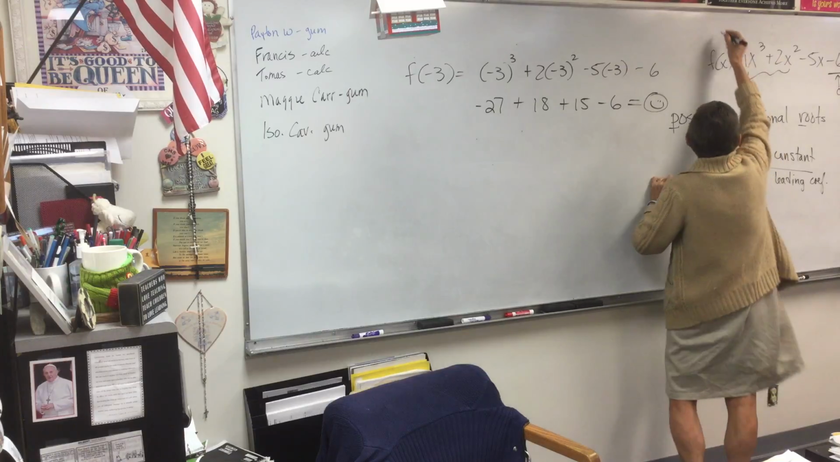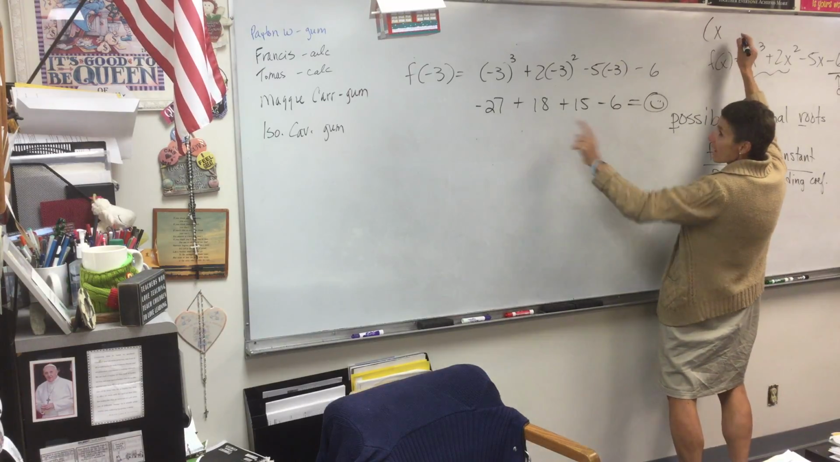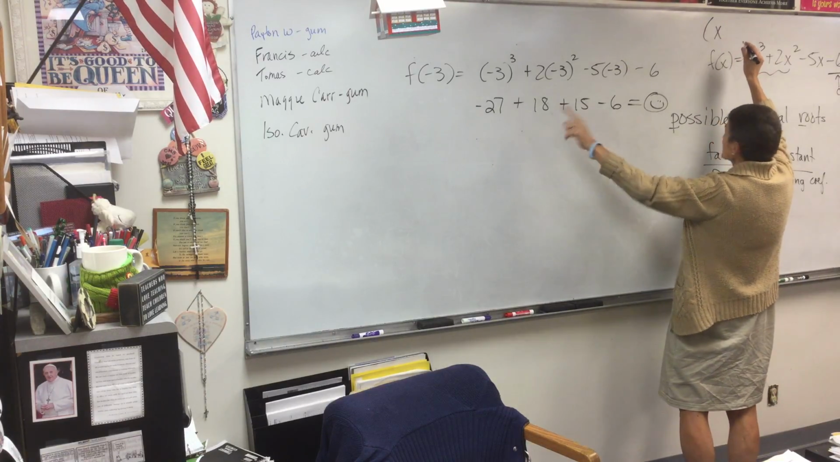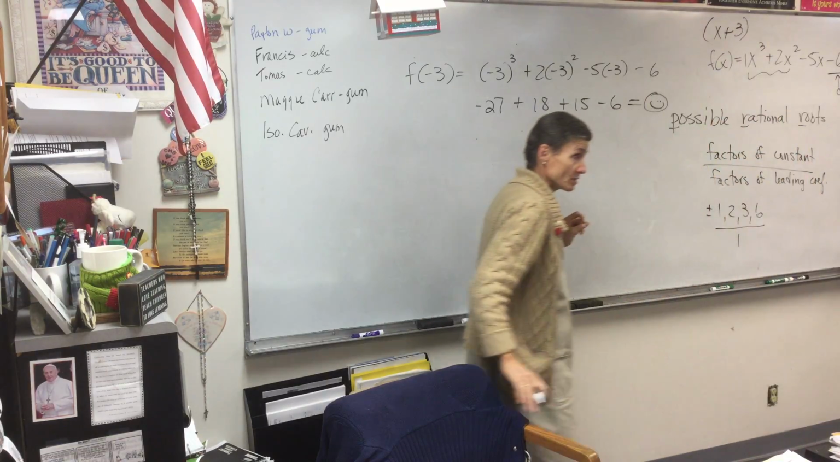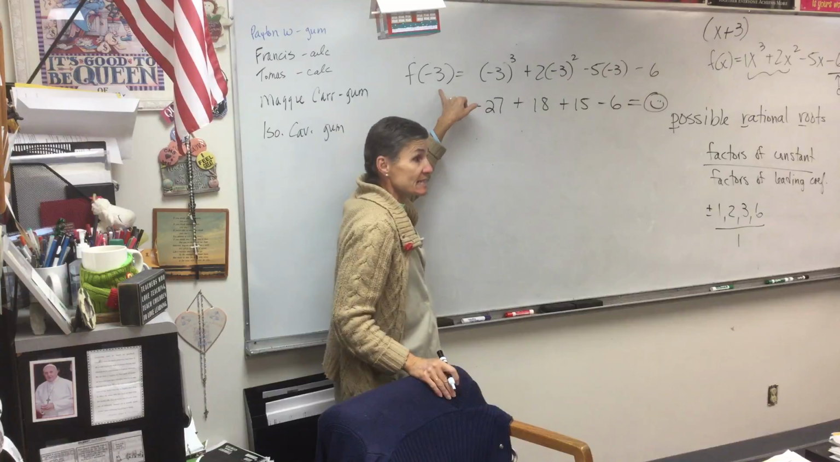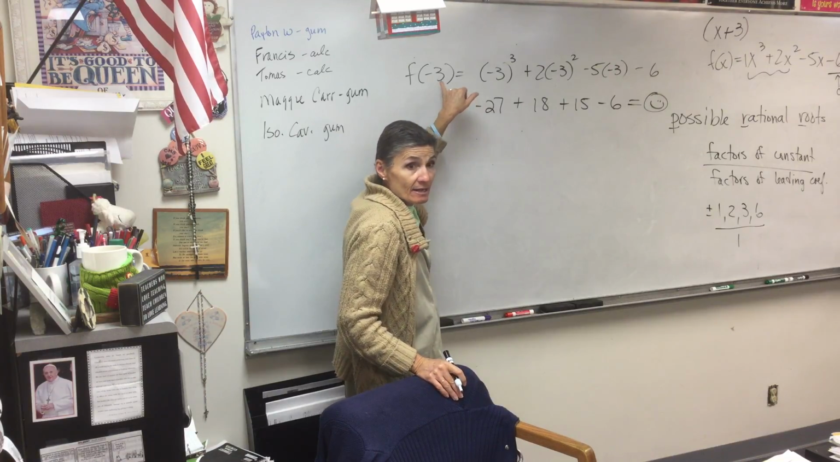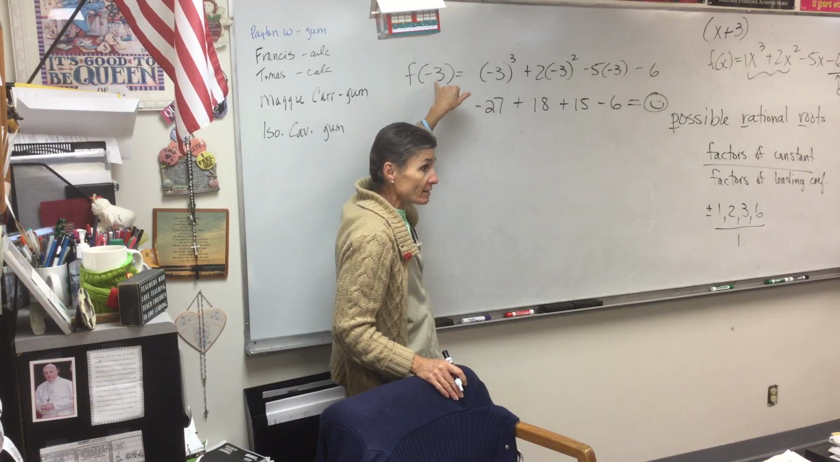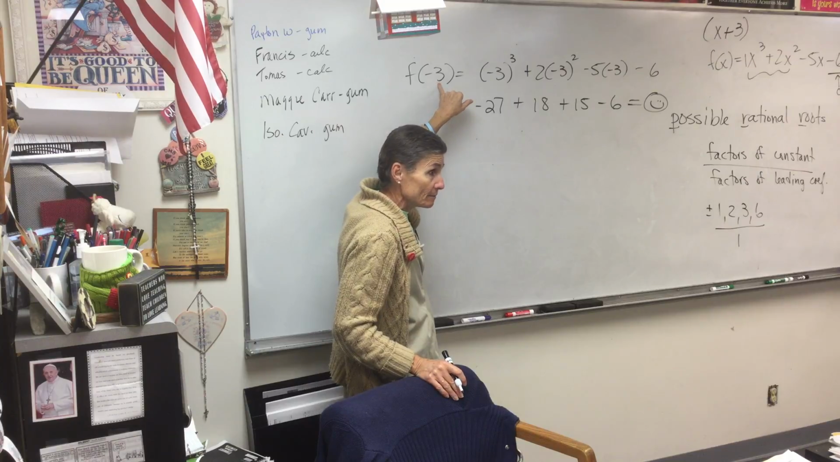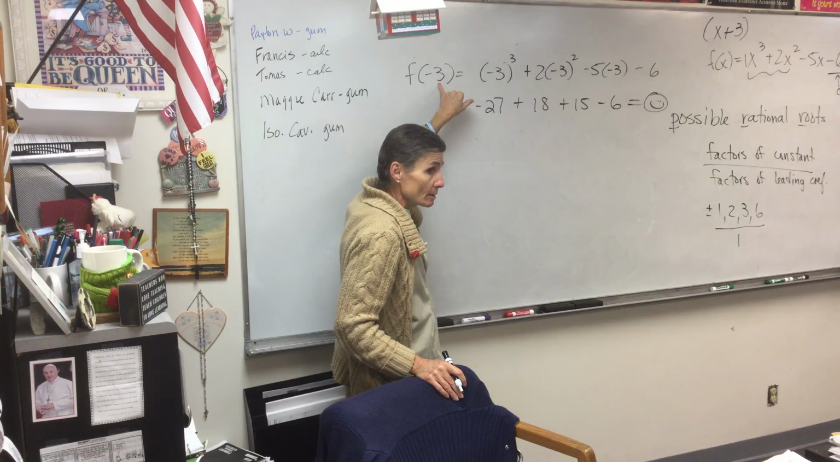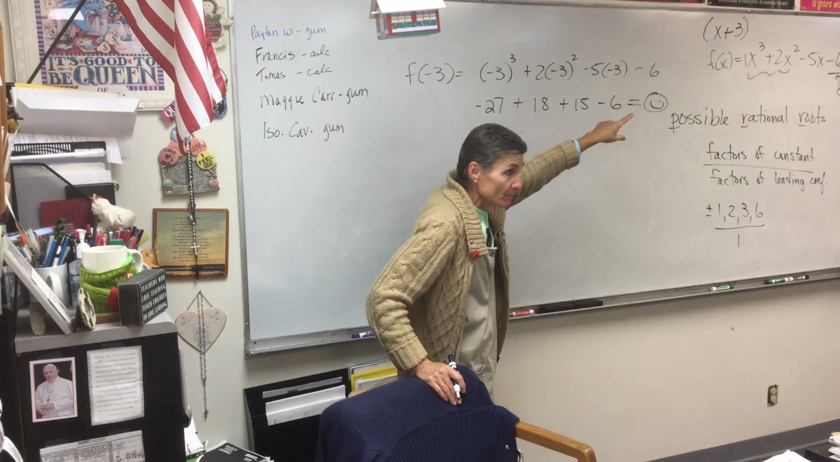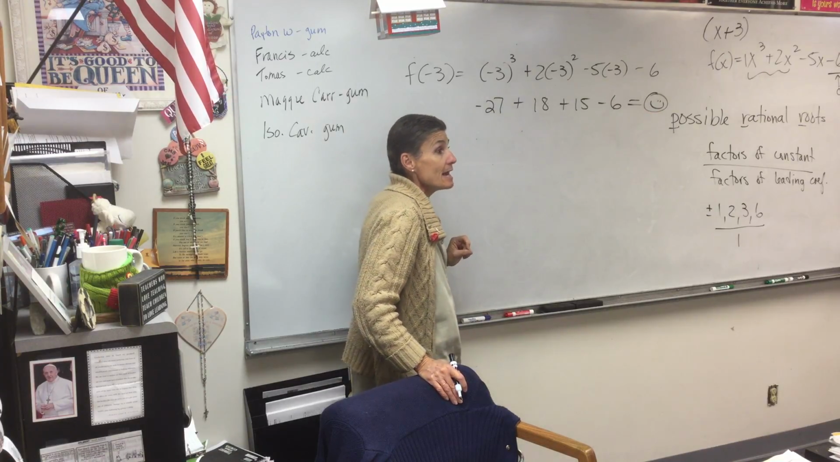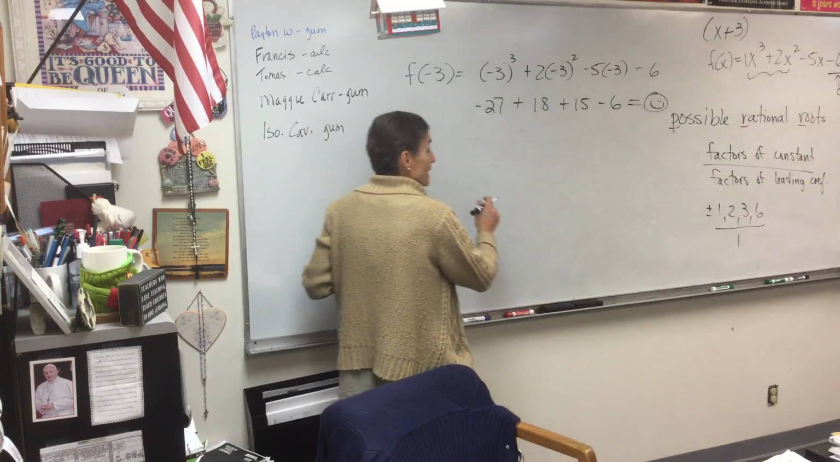Remember, we had to factor this. So the first factor will be x plus 3. Why is it x plus 3? Because the 0 is at -3. That's the point that you would put on the graph. Does that make sense to you then, that the factor is x plus 3? Okay. Now we're going to do synthetic division.